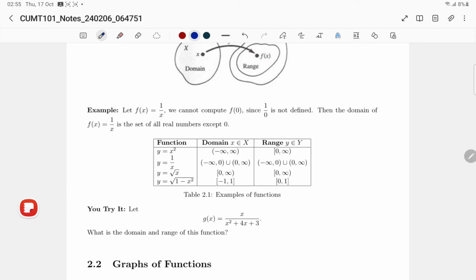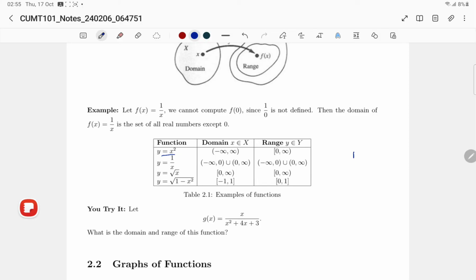There's an example which is 1 over x. We cannot compute f of 0 since 1 over 0 is not defined. Then the domain of f of x is equal to 1 over x is the real numbers except 0. And if we have the example function y is equal to x squared, the domain is all values of x in R, which is minus infinity up to infinity. And the range would be from 0 up to infinity.